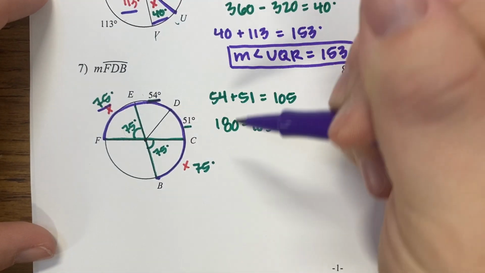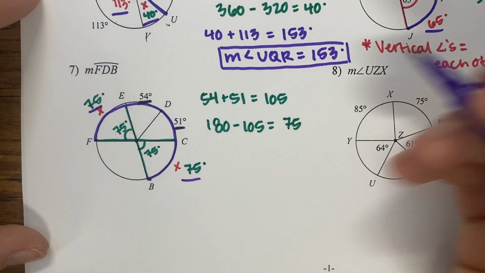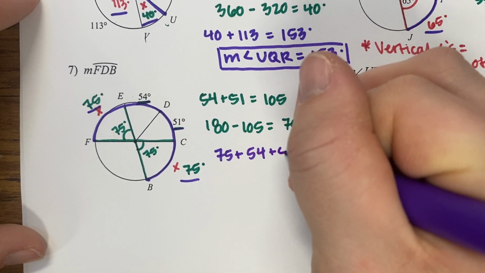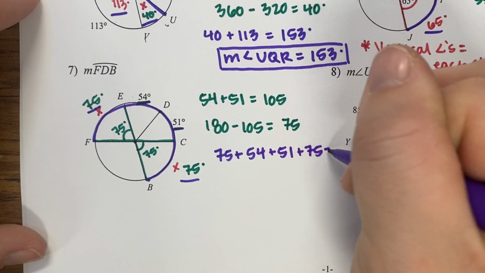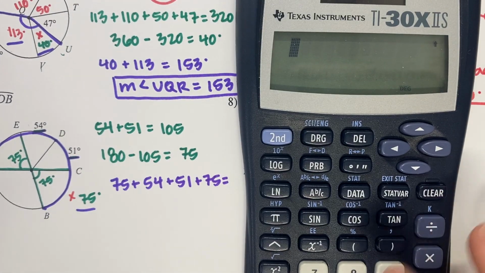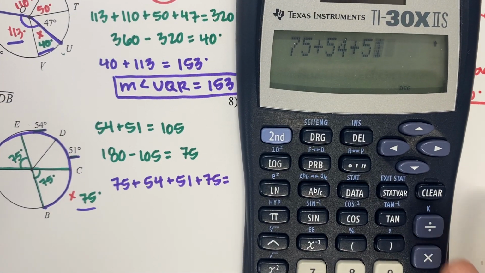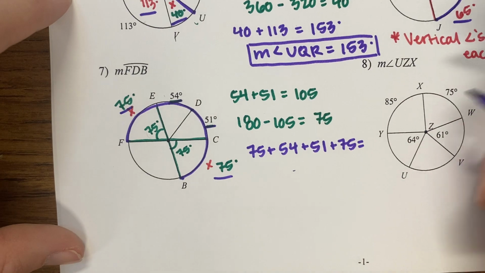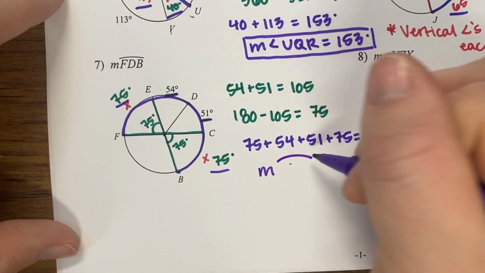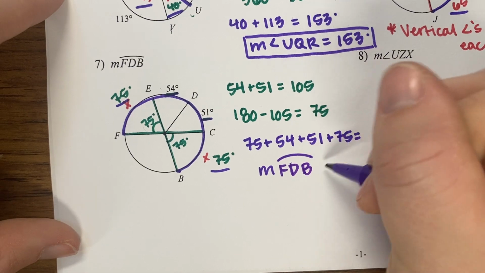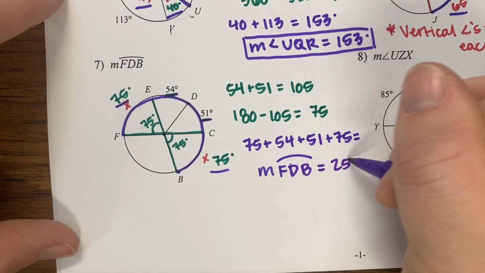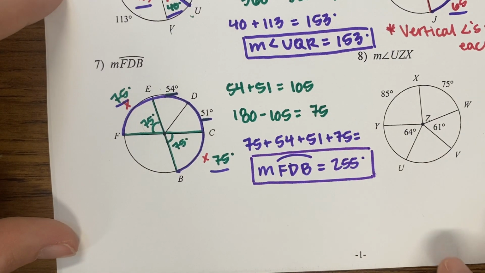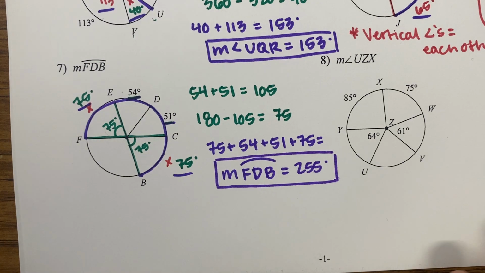So let's go ahead and add all of these pieces of our arcs up. We have 75 plus 54 plus 51 plus 75. And I'll write that out this time because we have room. 75 plus 54 plus 51 plus 75. Okay, and you can put this all into a calculator if you want. And we get, in fact, let's write this out how it wants. The measure of arc FDB is equal to 255 degrees. And there we go.